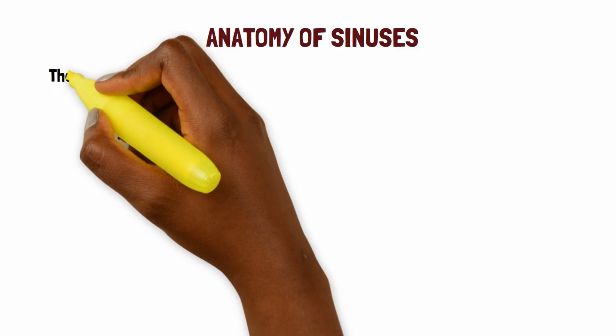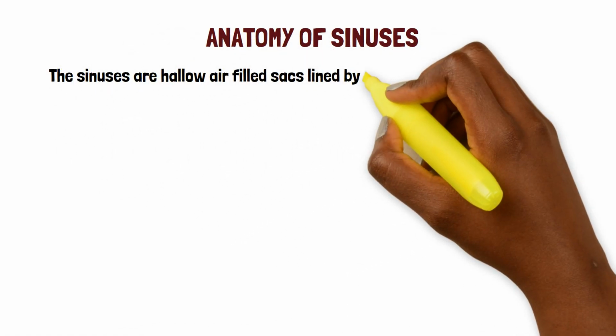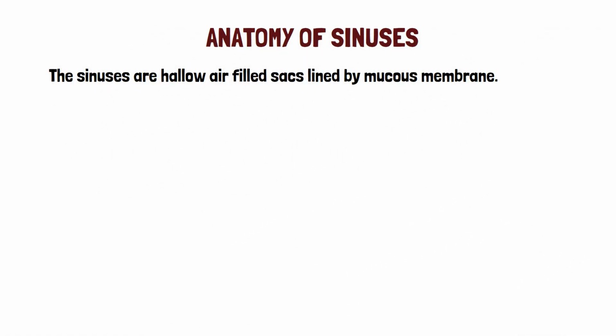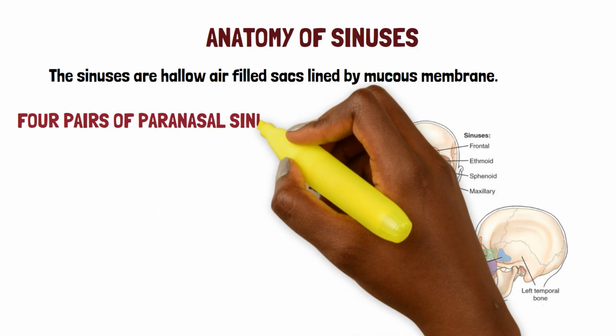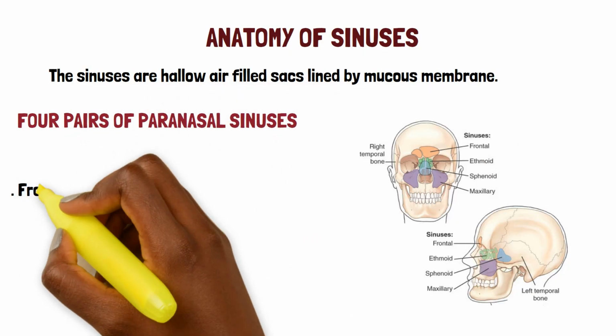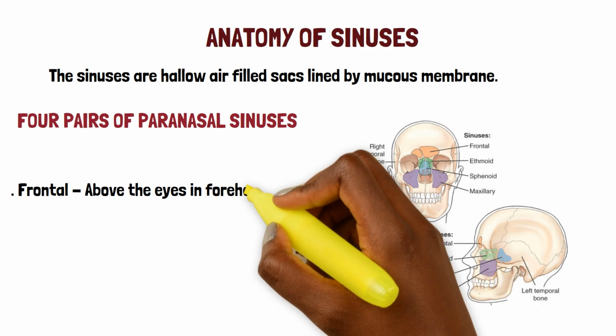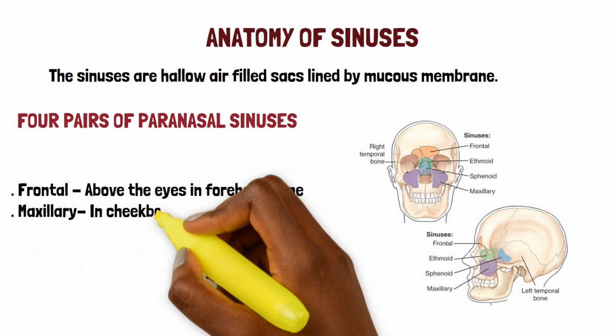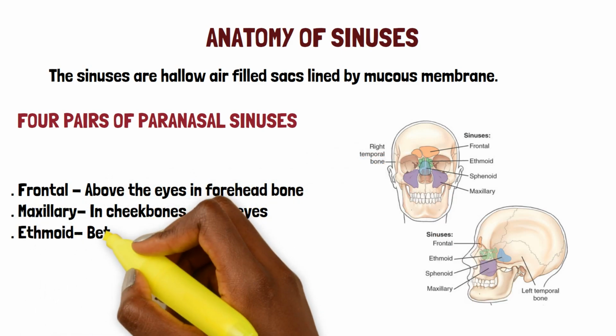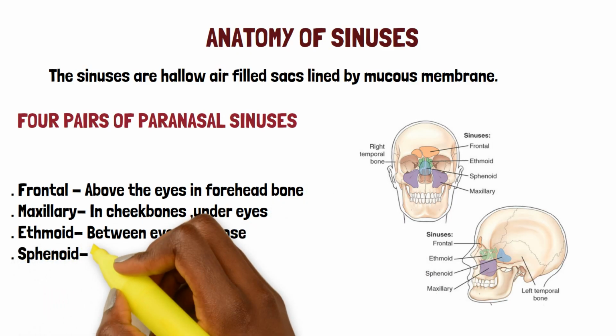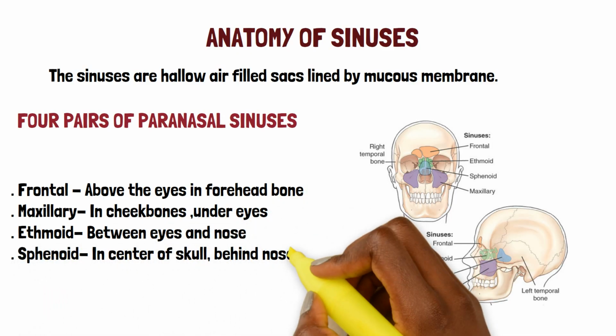Anatomy of the sinuses. The sinuses are hollow air-filled sacs lined by mucous membrane. There are 4 pairs of paranasal sinuses. The frontal, which is above the eyes and forehead bone. Maxillary, which is in the cheekbones under the eyes. Ethmoid, which is between the eyes and the nose. And sphenoid, which is in the center of the skull behind the nose and the eyes.